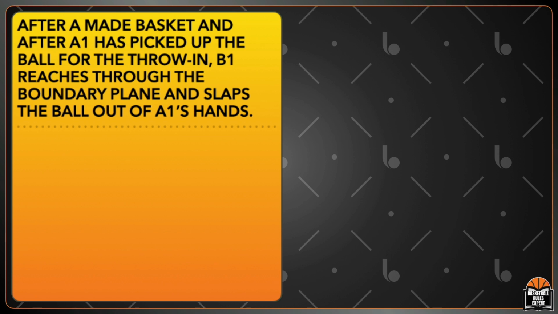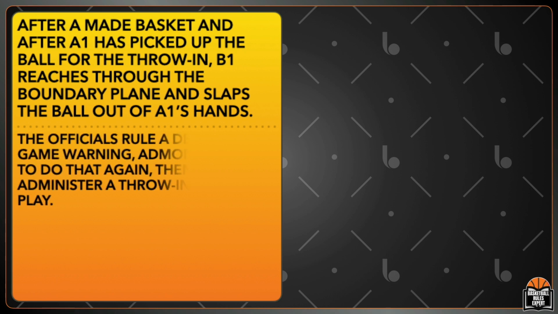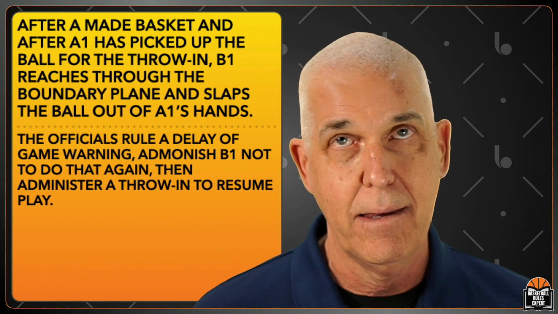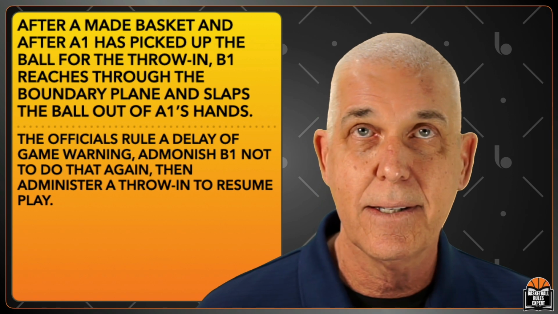After a made basket and after A1 has picked up the ball for the throw-in, B1 reaches through the boundary plane and slaps the ball out of A1's hands. The officials rule a delay of game warning, admonish B1 not to do that again, and administer a throw-in to resume play. Were the officials correct?